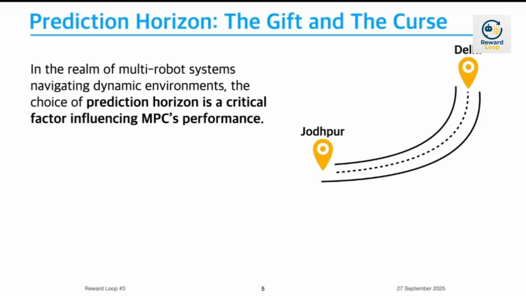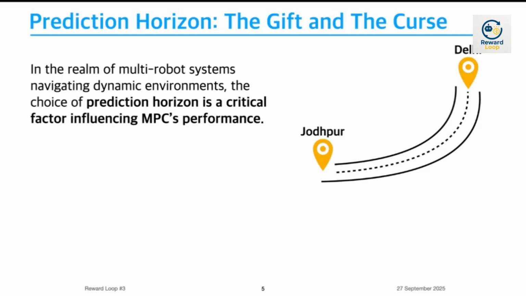Now, the problem is that a single prediction horizon value cannot be said to be optimal. You cannot say that a prediction horizon equal to 25 is optimal. No, it depends on the task you are doing. And it is more difficult to tune the value of prediction horizon when you are working with a multi-robot system. It may be easier to tune it when you are working with single robots.